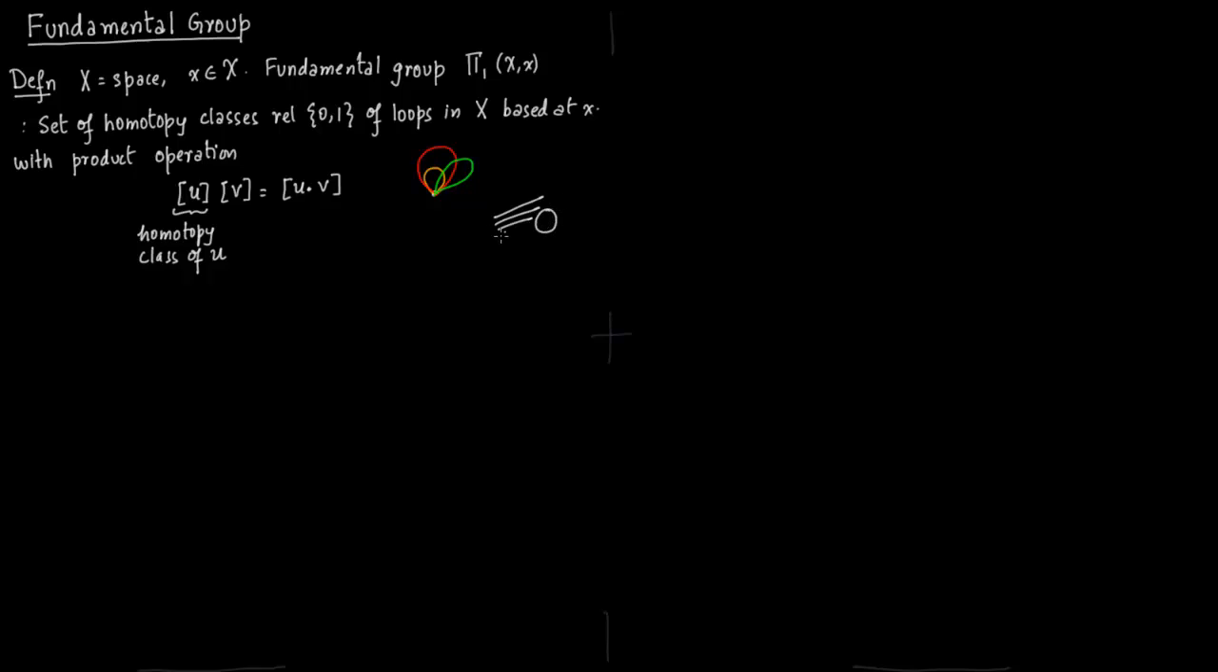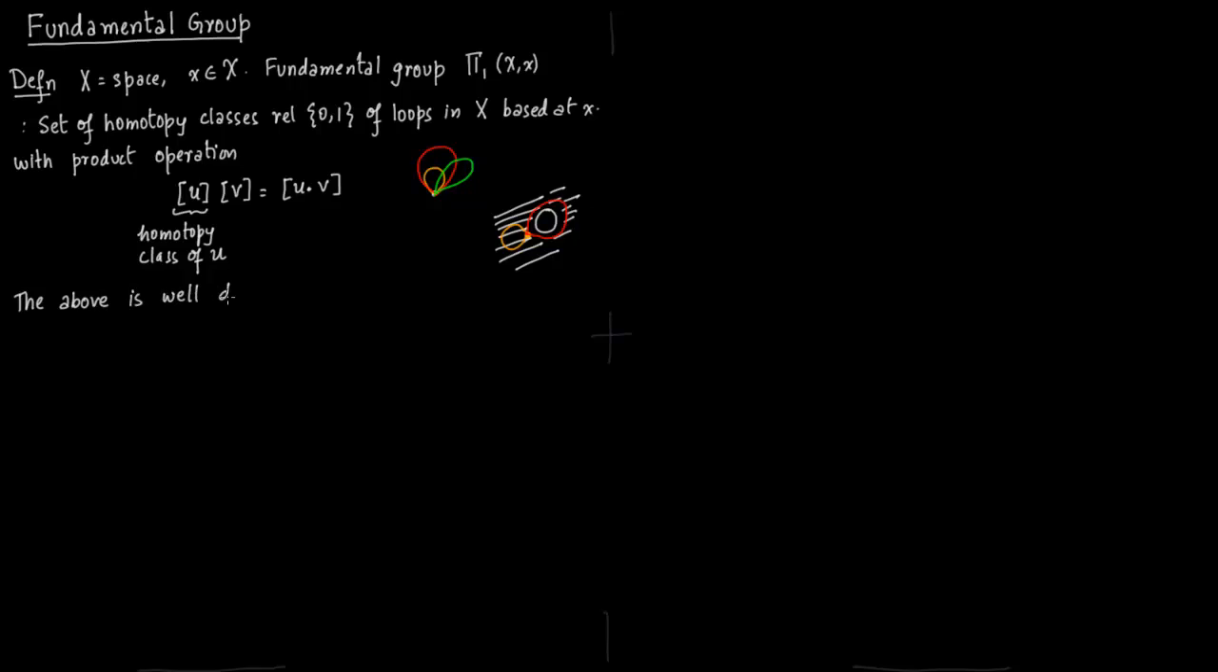Now suppose you have this space with a hole in it. Then you can have two loops which are not homotopic to each other. So one loop goes like this and another loop goes around the hole. And in that case these two loops are not homotopic.